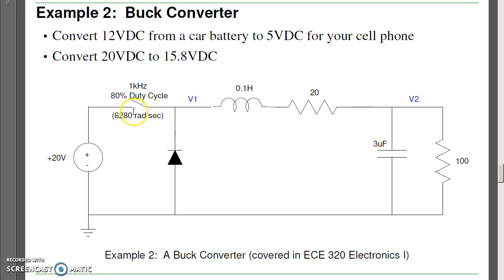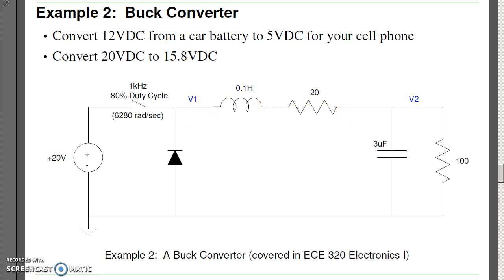Suppose, for example, I have 80% modulation, meaning this is closed 80% of the time, open 20%, and I'm switching at 1 kilohertz. That means V1 is fairly easy to find. V1 is 20 volts 80% of the time, and it'll be 0 volts, actually it's going to be minus 0.7 volts for the other 20%. And V1 is not a sine wave. That makes the circuit hard to analyze.